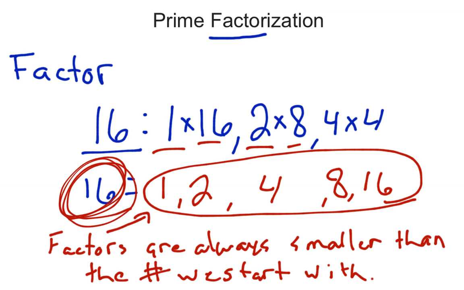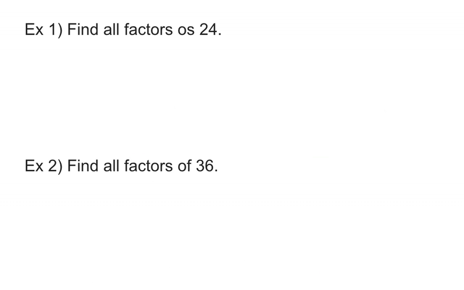Unfortunately, that's something that I see students mess up on a lot. A lot of students get factors confused with multiples, because multiples get bigger. 16, 32, 48, and so on. Those are multiples. Factors always get smaller. So factors of 16: 1, 2, 4, 8, and 16. We're going to do 2 examples here. I'm going to do example 1 for you guys, find all factors of 24, and then I'll have you pause the video and you can try number 2 on your own.